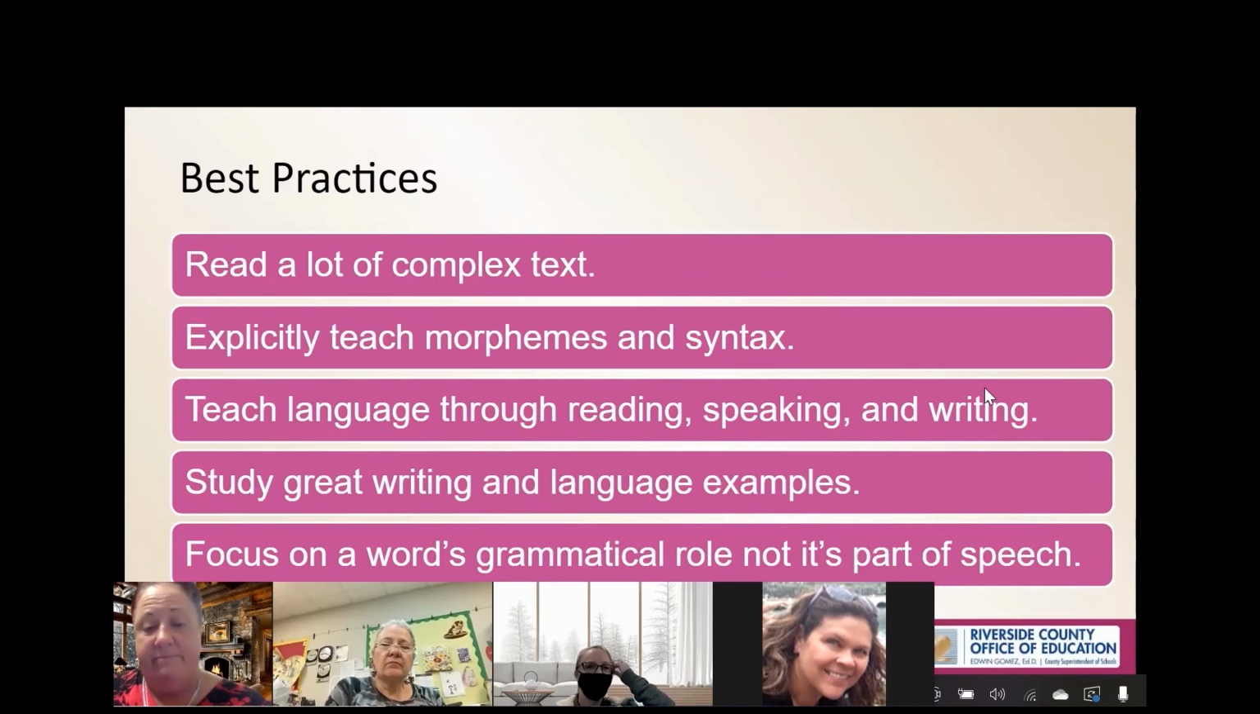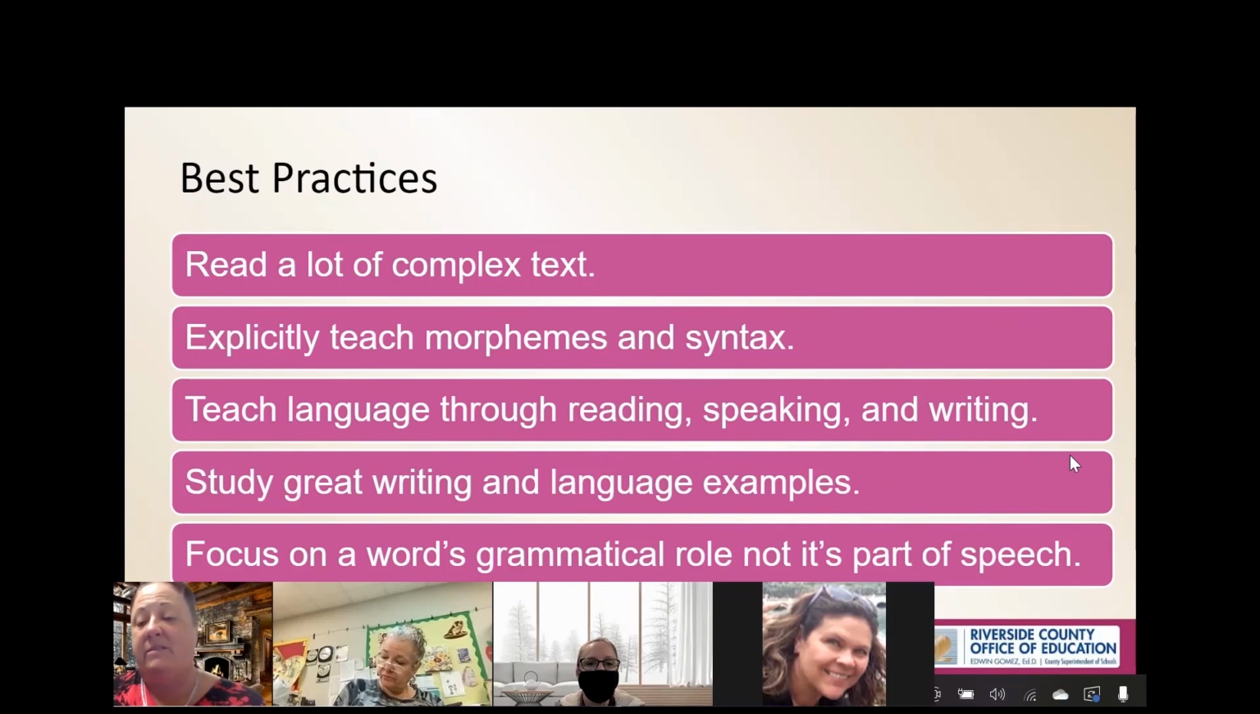So in summary, if we want to really strengthen this rope in conjunction with all their other ropes, we've got to read a lot of complex text, whether that's orally, us reading, us modeling, or the kids reading, however we're doing that. Students need a lot of exposure to complex text because that's where they're going to learn the more complex syntactical structures. We have to explicitly teach them the morphemes and the syntax. Don't assume they know it, especially if you have students acquiring an additional language. They may not have it, and the syntax in their language may be very different. So we have to teach that very explicitly.